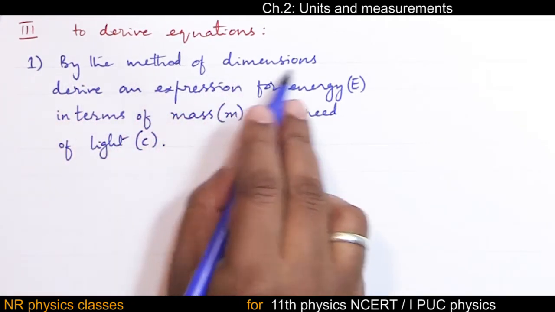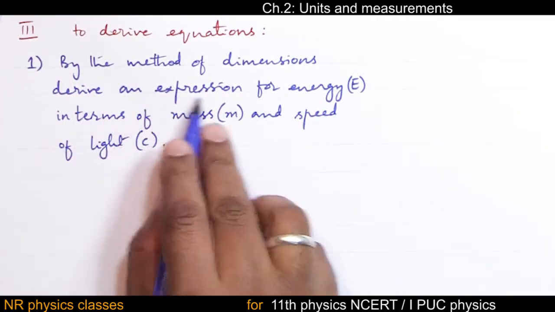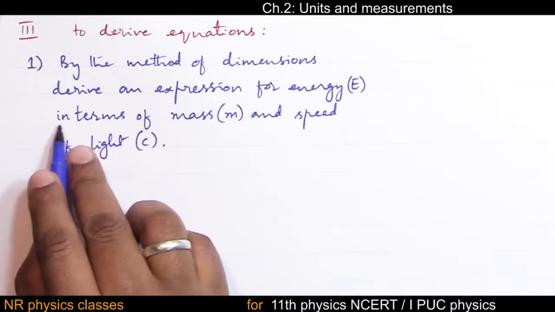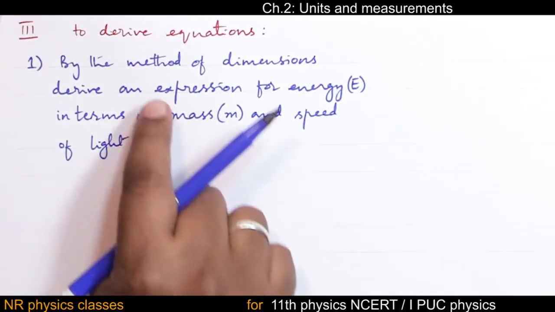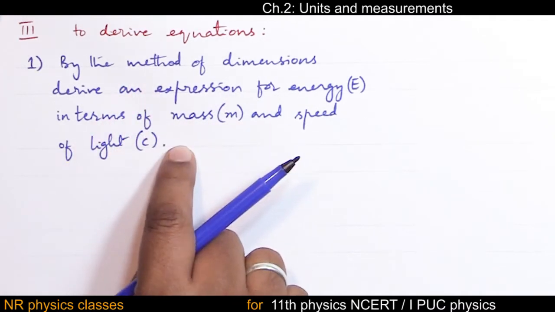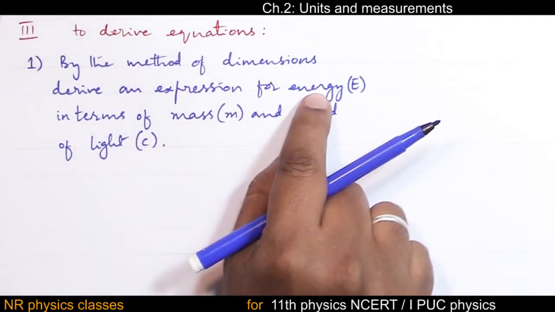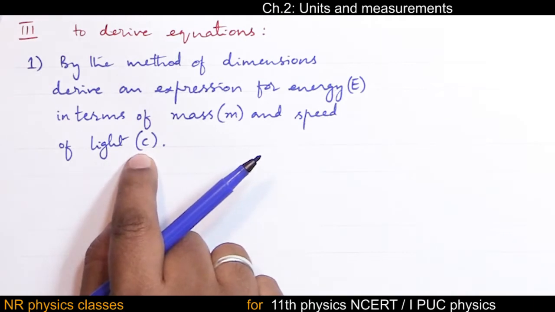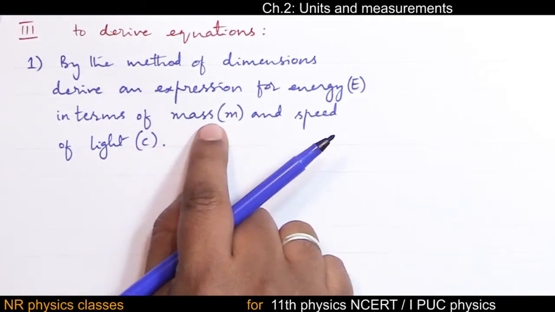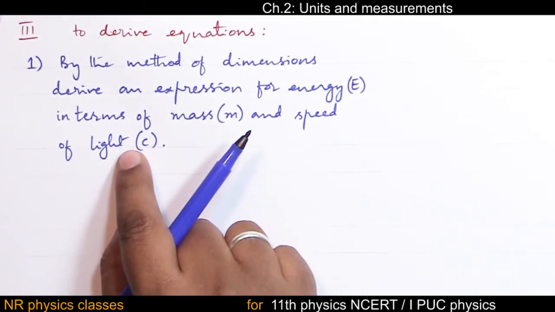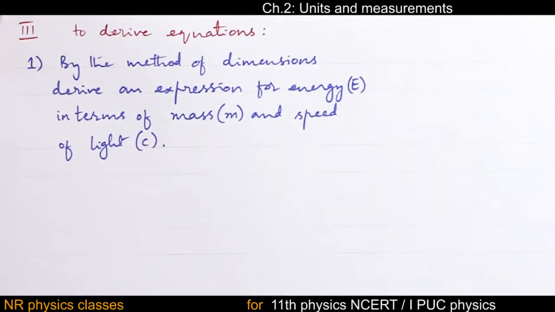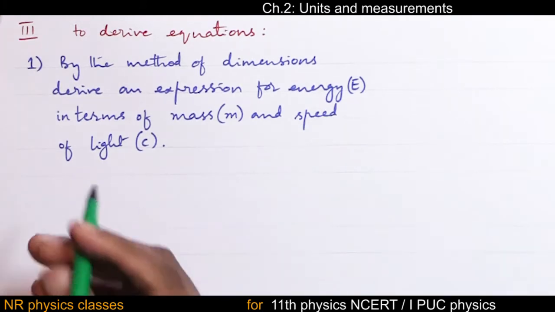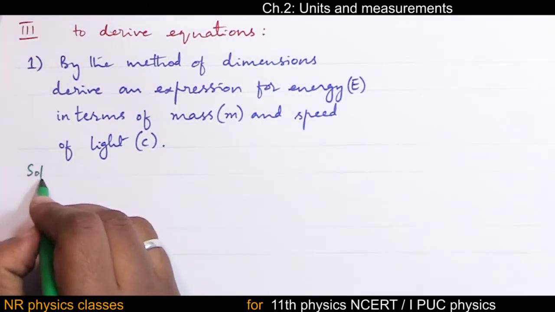By the method of dimensions, derive an expression for energy in terms of mass and speed of light c. So this is how the question will be given. You are asked to derive an expression in terms of these quantities, and the dependent quantities are also given to you. Now, solution.